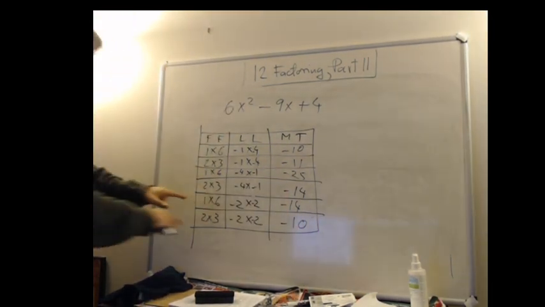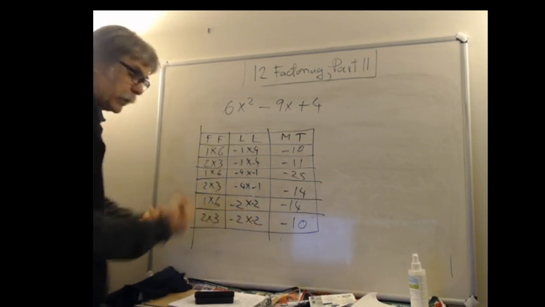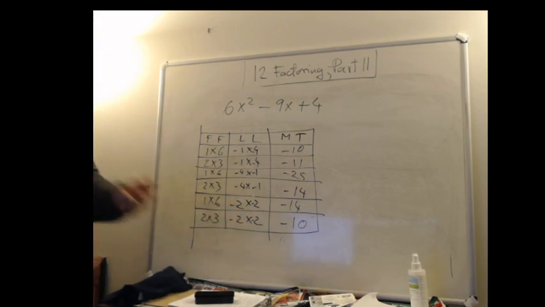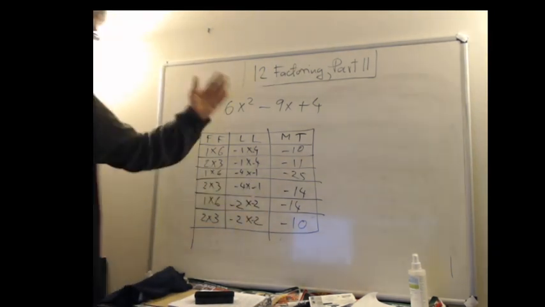So again, you multiply these 2, you multiply these 2 and add. So -2, -12, add to -14. I get it. Every one of them is like that.